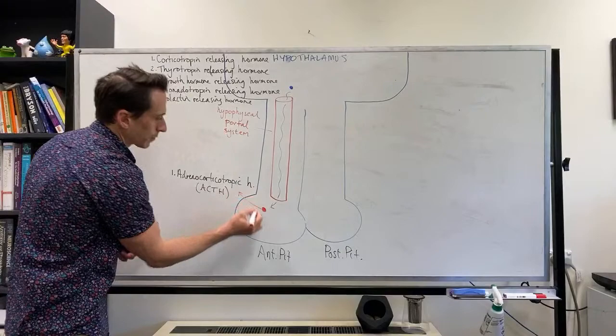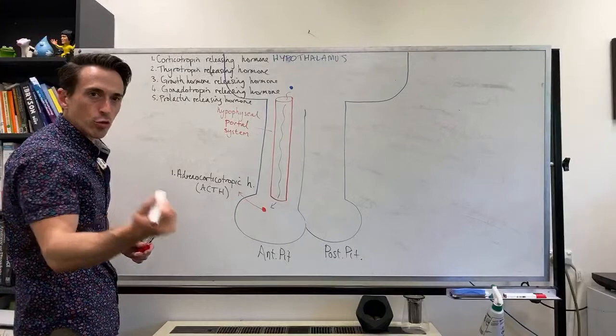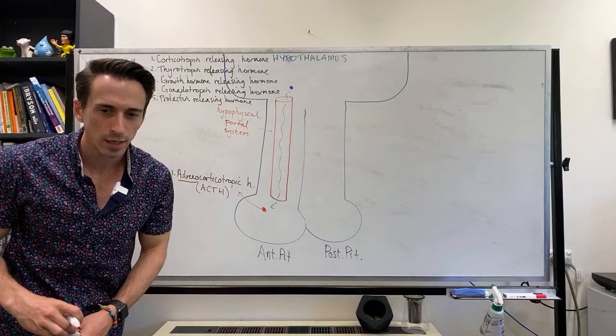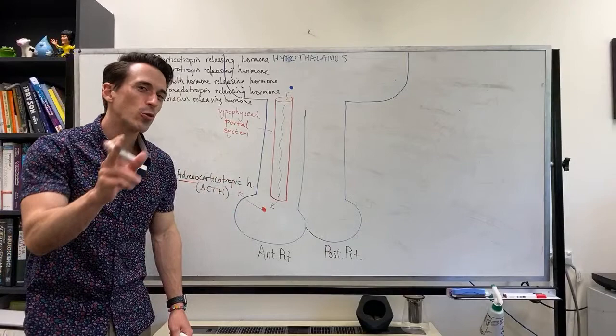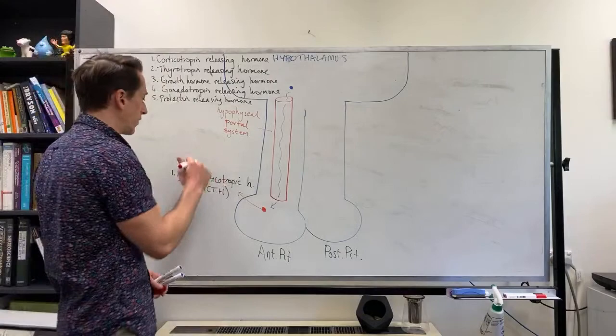Adreno. What do you think adreno is referring to? Anyone? Adreno. What do you think it is? I know there's a bit of a delay with the video, but what do you think? Adreno refers to adrenaline, okay. In part it does. Where does adrenaline get released from? Adrenal gland, thank you, Olivia. Yes, the adrenal gland. So this is where ACTH has its effect.